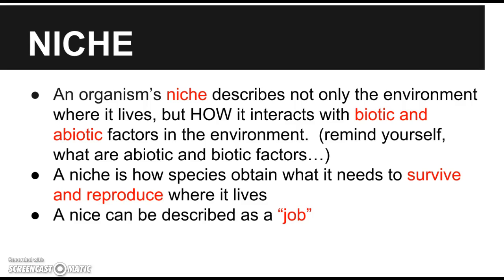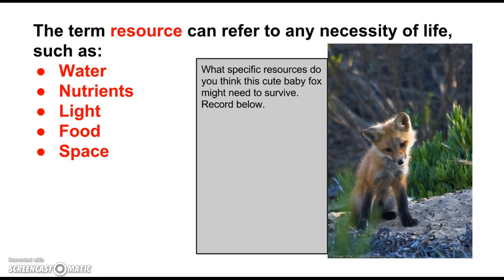So a niche is how a species actually obtains what it needs to survive and reproduce where it lives. You might be able to think about this as a job, maybe. This is the organism's job, what it does in the environment that it lives in. Now, the term resource, I kind of referred to these earlier when I talked about limiting factors, can refer to any necessity of life, such as water, nutrients, light, food, space. Any of those things can really be thought of as a resource.